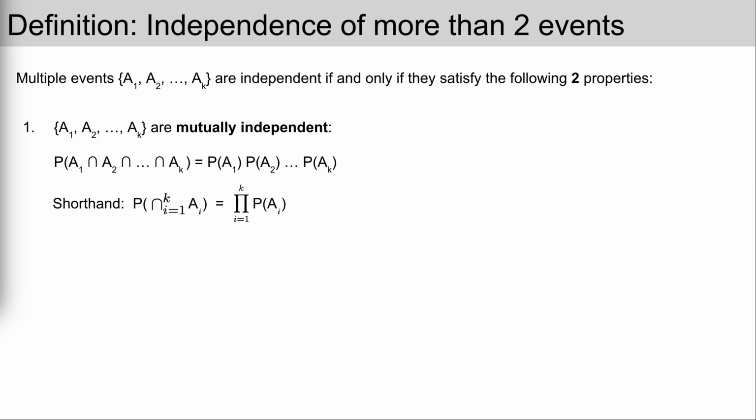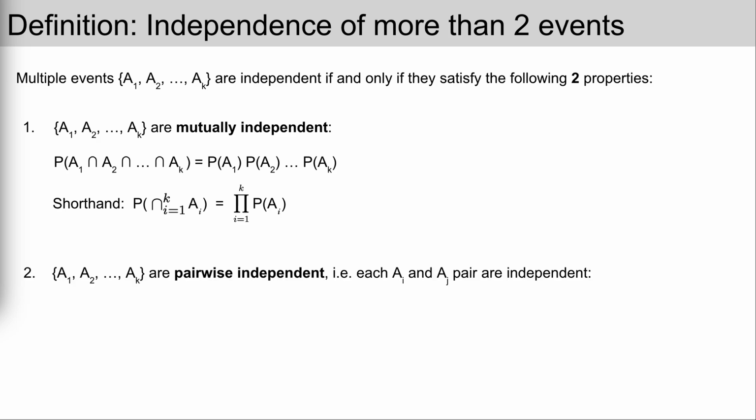This first property is called mutual independence, but alone mutual independence does not guarantee overall independence. It must also be true that the k events are pairwise independent. That is, each possible pair of events Ai and Aj in the bigger set must be independent. Following the definition from the first video, this simply means that the probability of the intersection of any pair of events is the product of their individual probabilities.